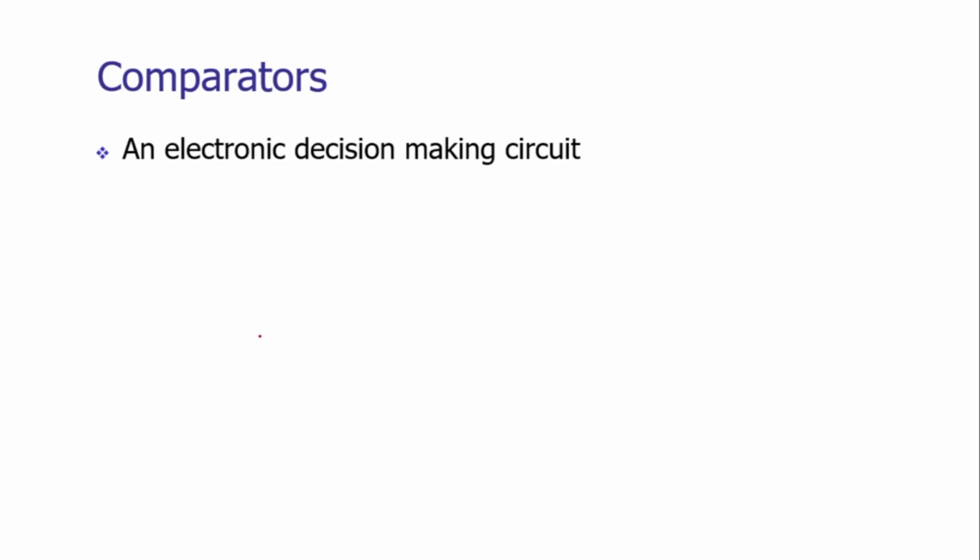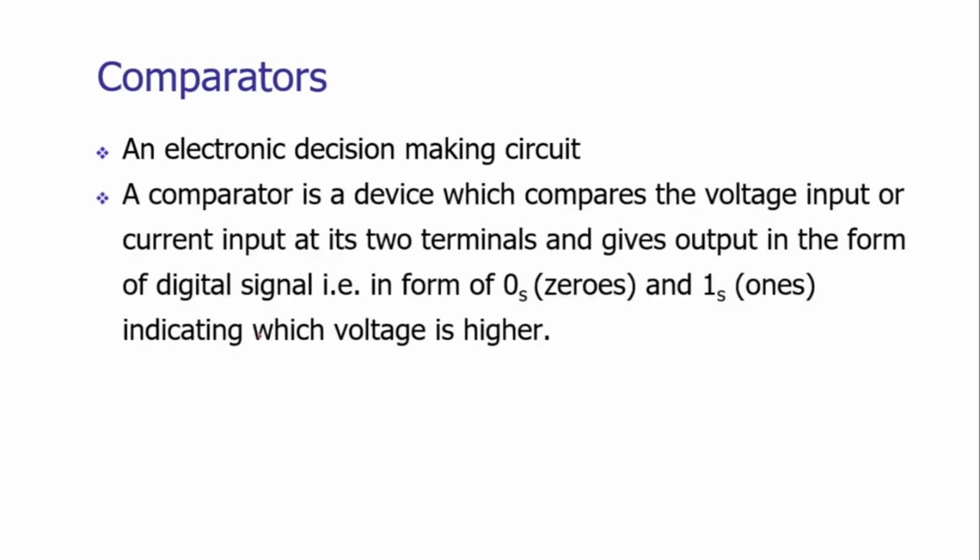A comparator is an electronic decision making circuit. As the name suggests, the device is comparing the input voltage, or it is comparing the input current at its two terminals, and it just produces a digital signal in the form of zeros or ones. Basically, it compares the input voltages and it gives the result that which is the higher one.